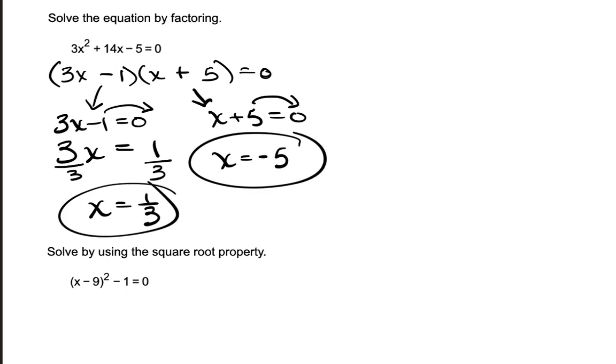There's my 2 answers, all right? And once again, when you type them into Pearson, you can just separate them by a comma. You don't have to put x equals each time. Okay, that's just another factoring one.